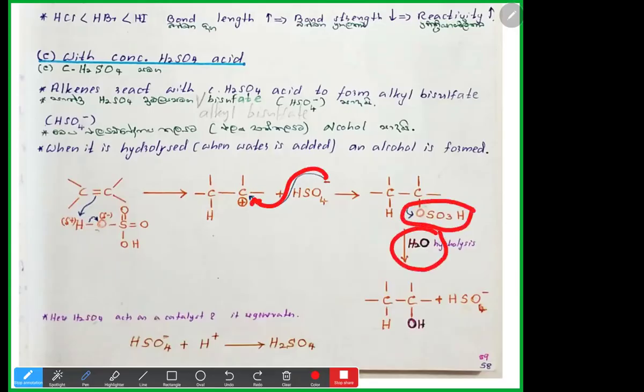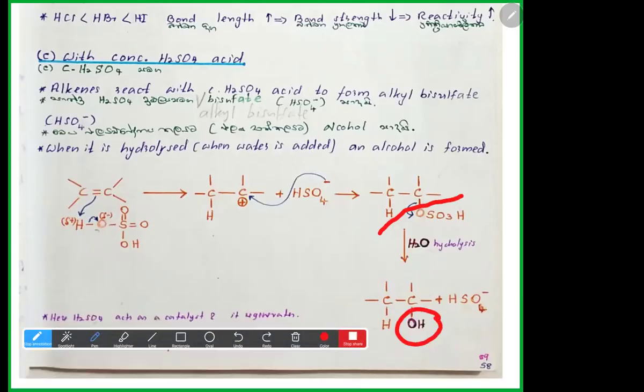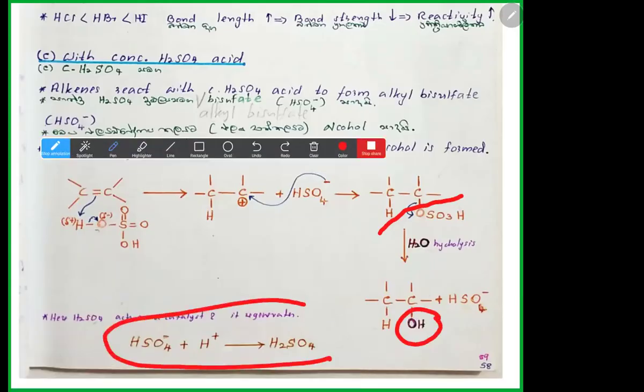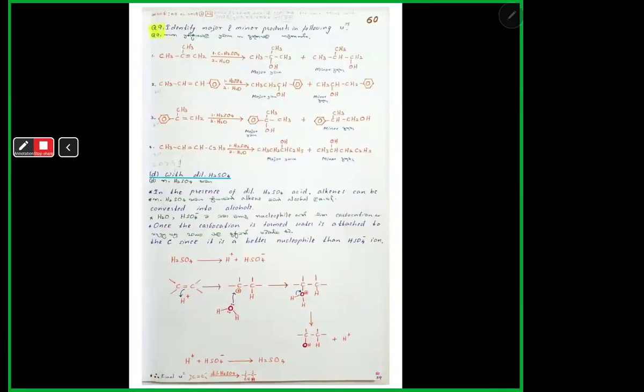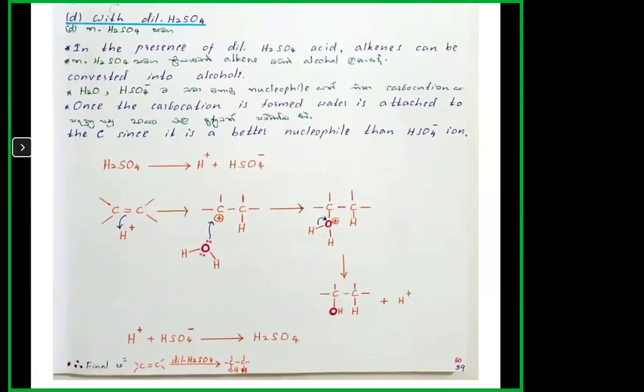Once you add water, this total part is getting away. Water comes in with its OH and joins here. And H2SO4 is regenerating, acting as a catalyst. Anyway, you are just making this alcohol. That's again going through this Markovnikov form. Dilute H2SO4 condition is different.